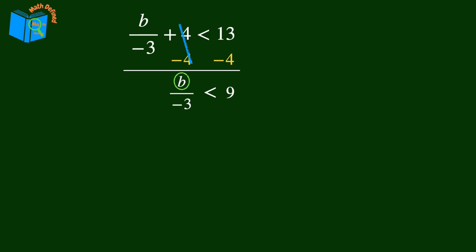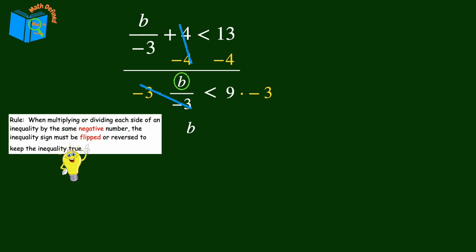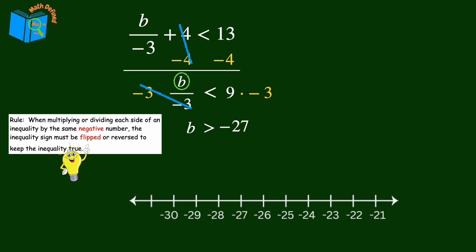Next, we will isolate the variable by multiplying each side by negative 3. On the left side, the negative 3's cancel out, leaving b. And remember the rule that multiplying or dividing by a negative flips the inequality to b is greater than. On the right side, positive 9 times negative 3 is negative 27. The solution is b is greater than negative 27. For the graph, we'll place an open circle at negative 27 and shade all values to the right.